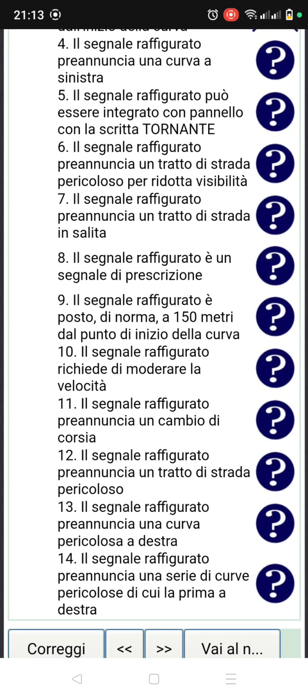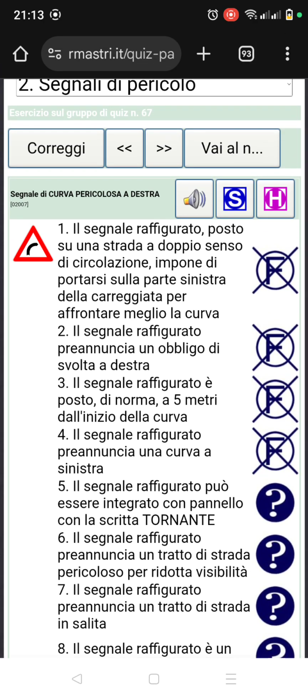Number 4. Il segnale raffigurato preannuncia una curva a sinistra. No, it's false. This is the reason why: it says this sign figure is announcing a curve to the left. No, it's false. Look at it very well. The curve is going to the right, not the left.